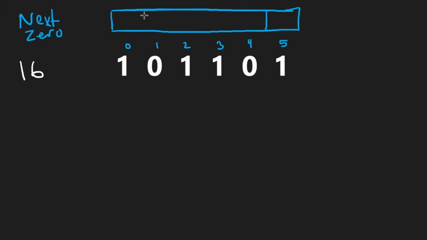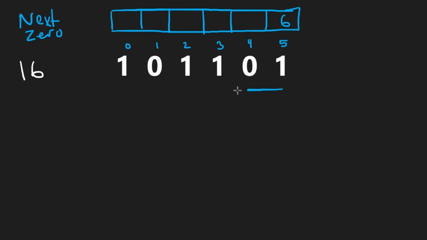So that's how we would initialize everything because we assume that there aren't any zeros. So this would initially have a value of 6. And that makes sense because there's nothing to the right of it. So even if this was a 0, it would still be 6 because there's nothing to the right of it.